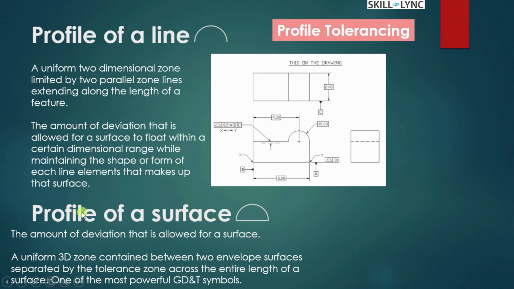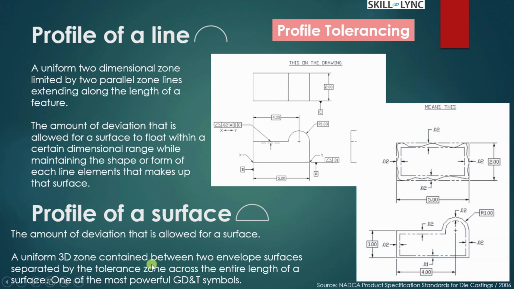So this is one of the most powerful GD&T symbols because this encompasses almost all the tolerance zones that we have seen earlier, because it also encompasses the profile of the line, the straightness. So all those things are included in this.